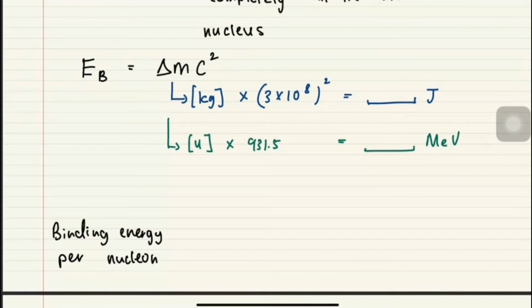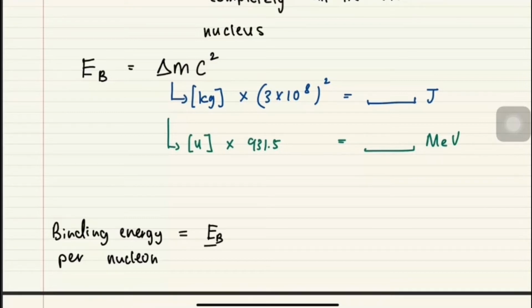Okay, now the next one, another quantity is binding energy per nucleon. This value will determine whether the nucleus is stable or not. So this one is basically EB over A.